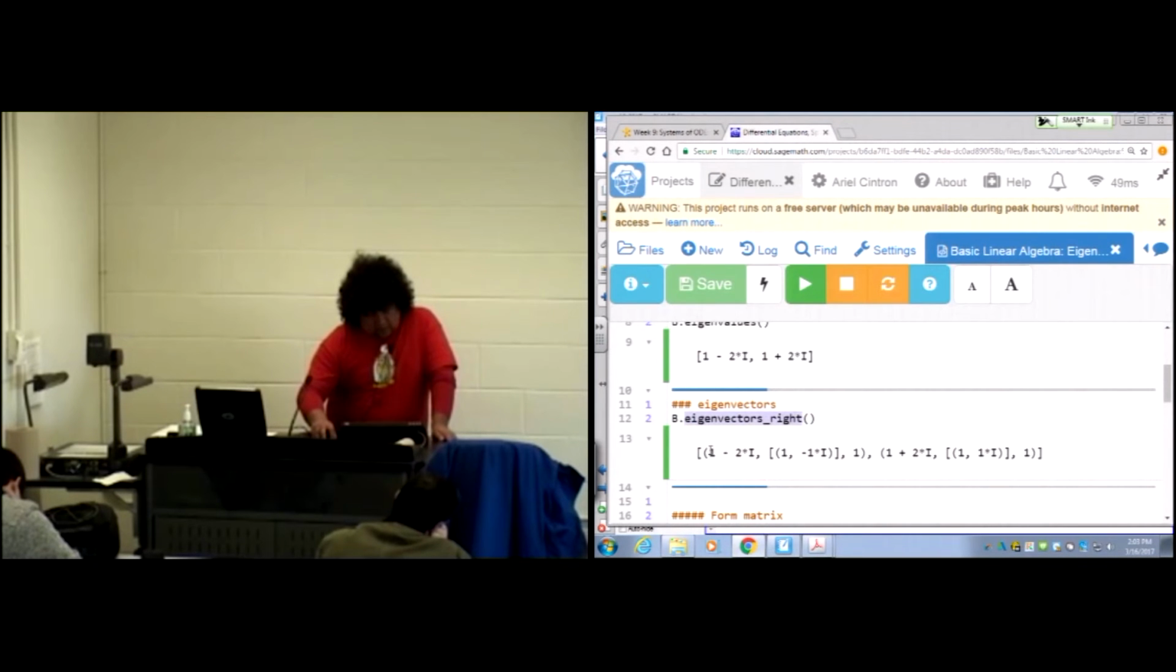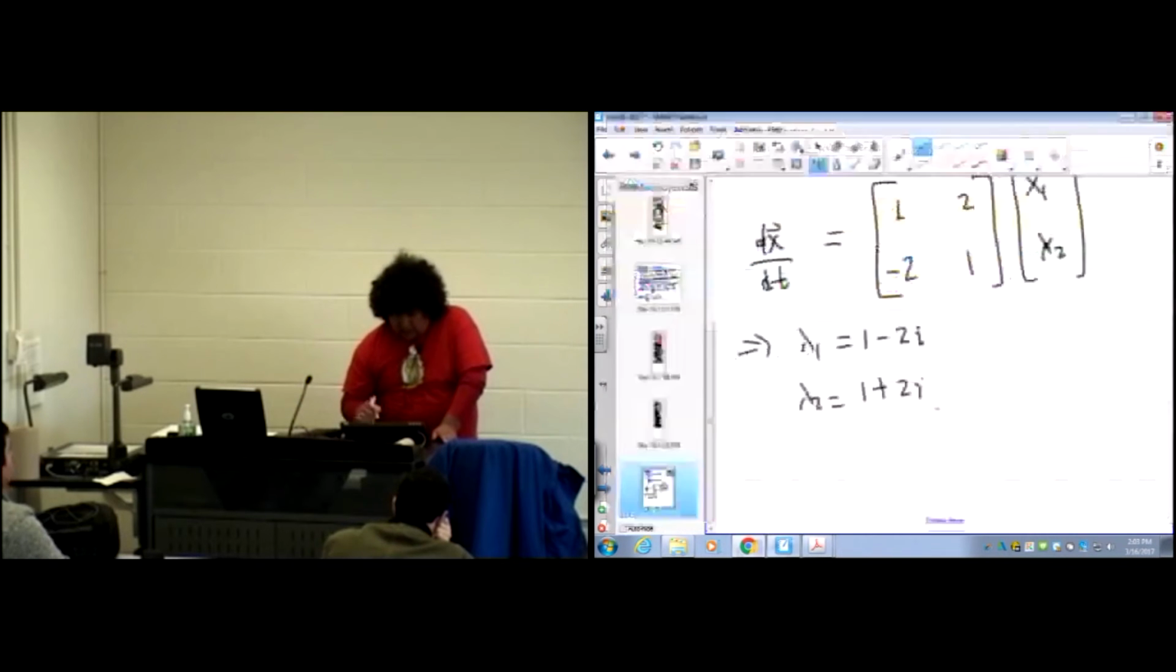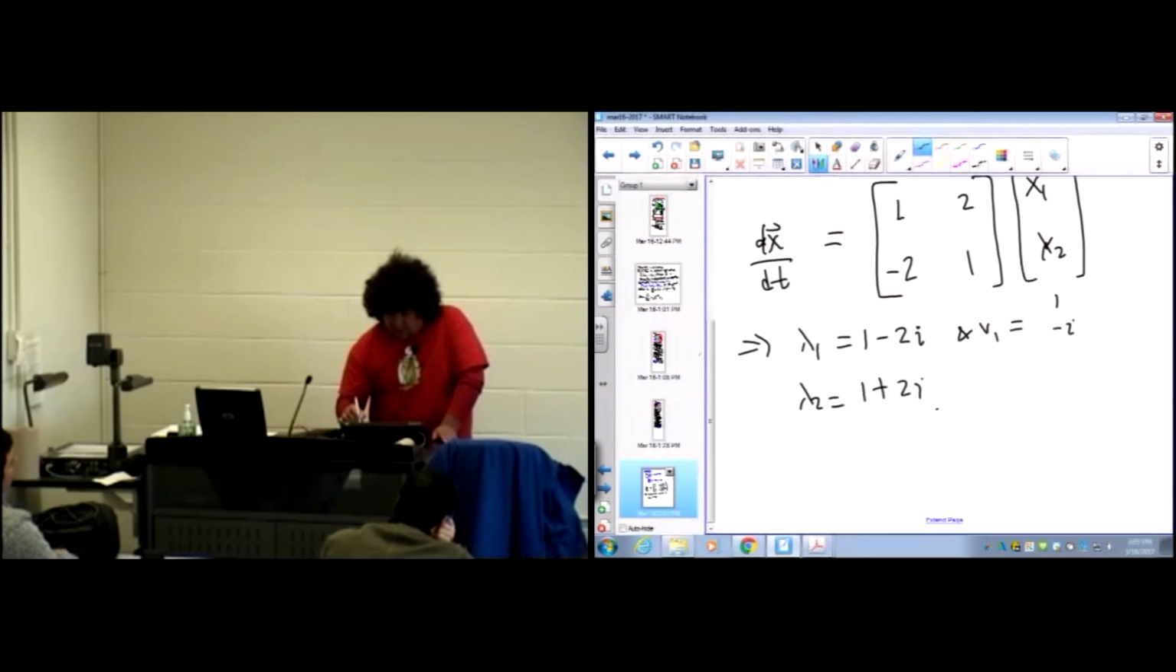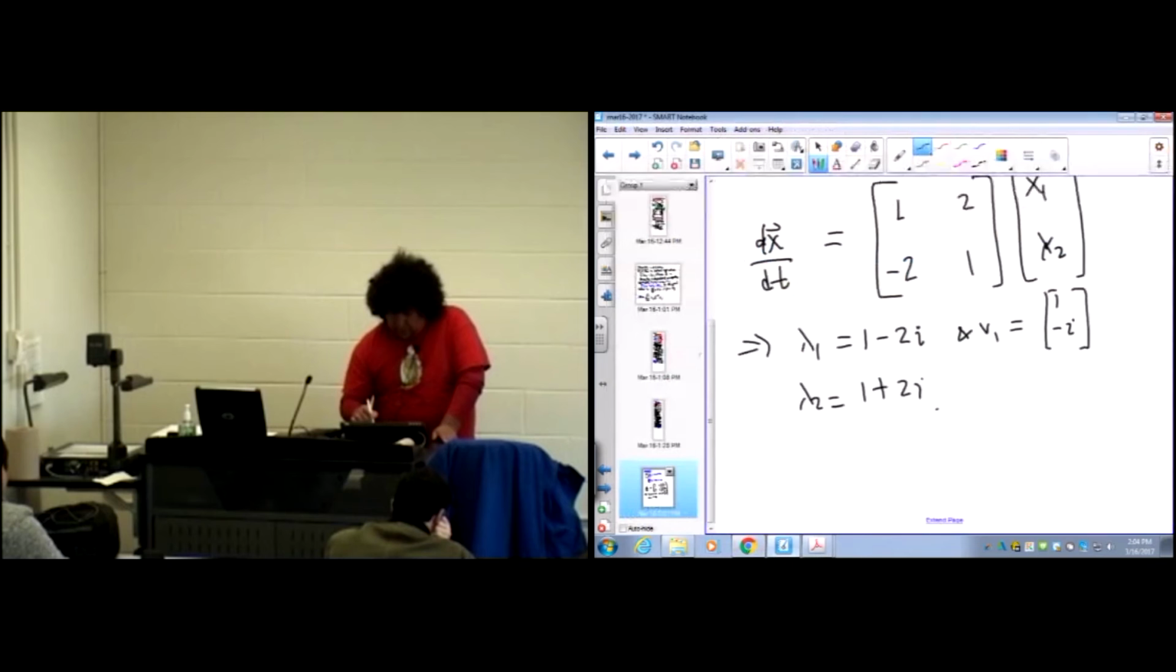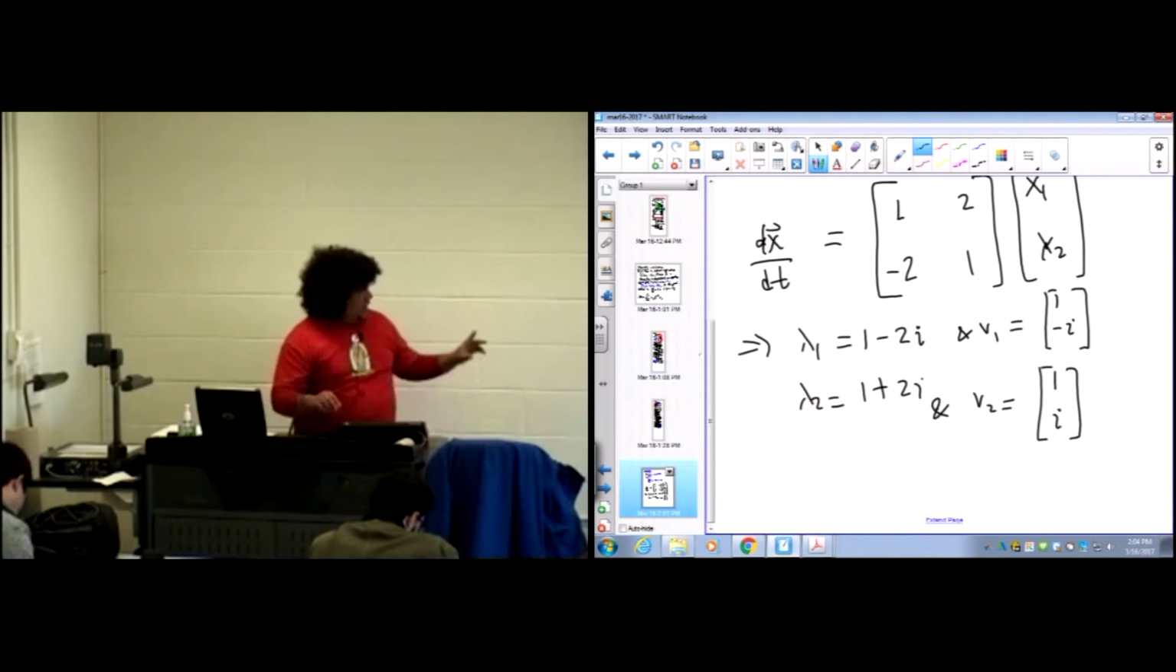These are the eigenvalues. The eigenvectors, using that command eigenvectors. So here's the eigenvalue 1 minus 2i, and here is a vector with 2 entries listed. First entry is 1, and the second entry is minus i. So V1 is 1, minus i. The next one is 1 plus 2i, and the eigenvector is 1, comma, positive i. So V2 would be 1, comma, positive i.